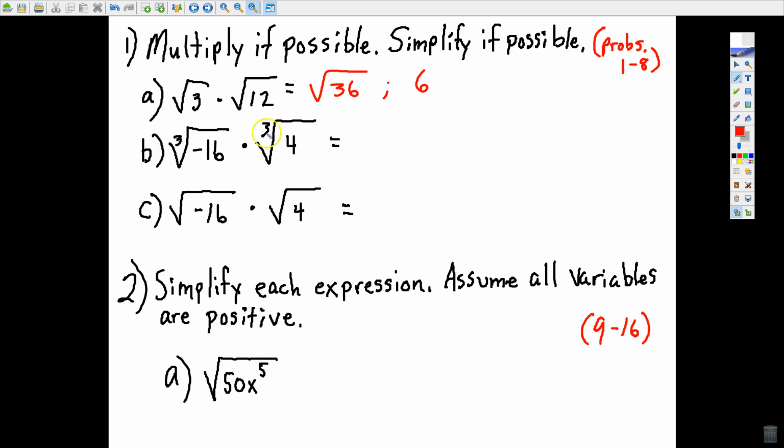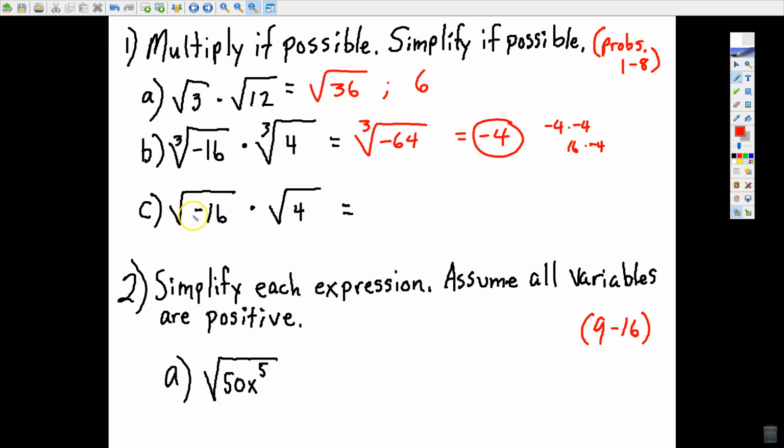Letter B, they're both the same root. They're cube roots. They're both real. And so I put these together, and I have the cube root of negative 64. Negative 16 times 4 is negative 64. And there is a number that would multiply times itself 3 times to equal negative 64, and that's negative 4. So let's think. Negative 4 times negative 4 is 16. And then 16 times negative 4 is negative 64. So we say the cube root of negative 64 is negative 4.